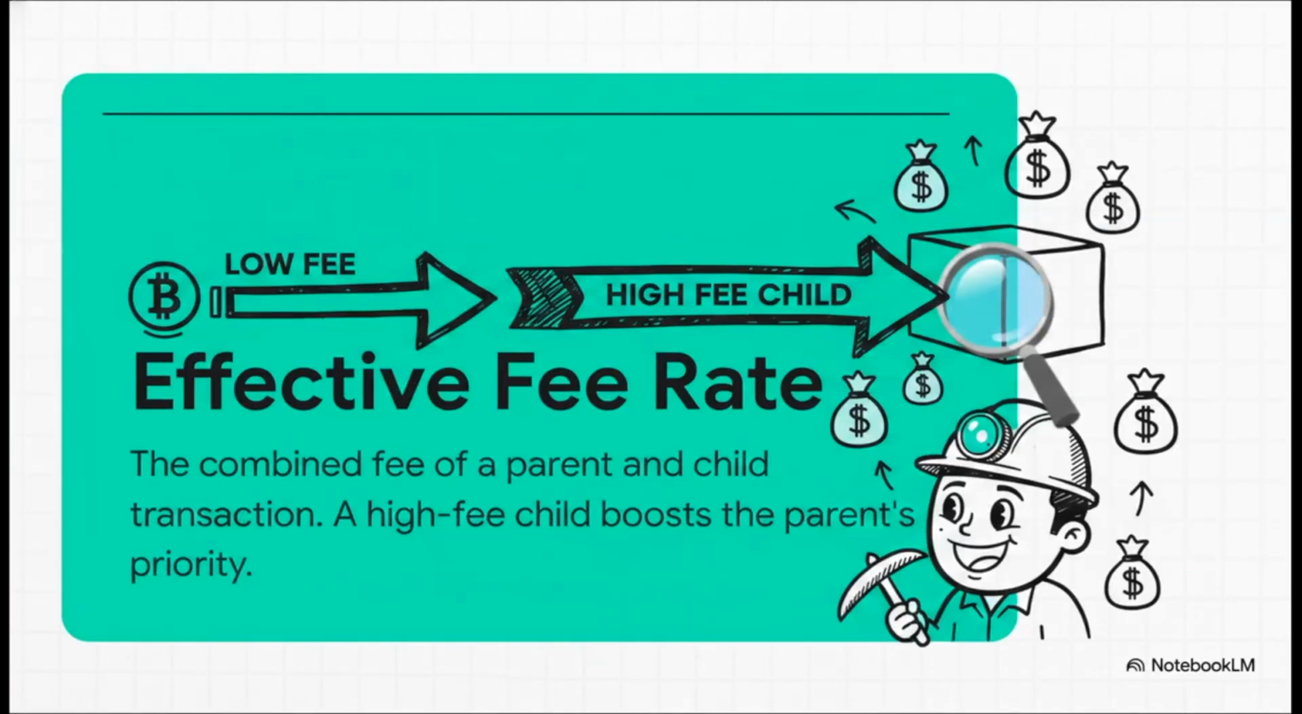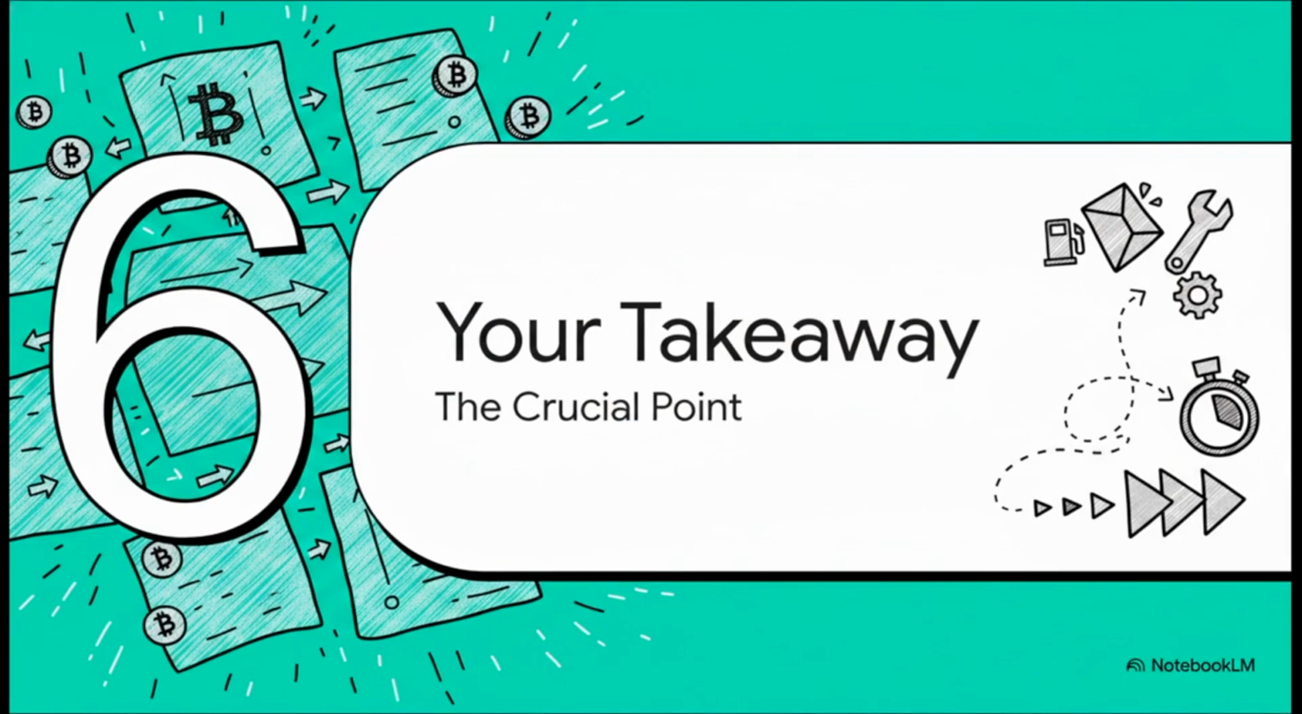And that right there is the magic of something called the effective fee rate. Even though that parent transaction has a pathetic fee, the super high fee child raises the combined profitability of the whole chain. Miners don't see two separate deals anymore. They see one incredibly attractive package. The child is literally paying for its parent to get included in the block. It's brilliant.